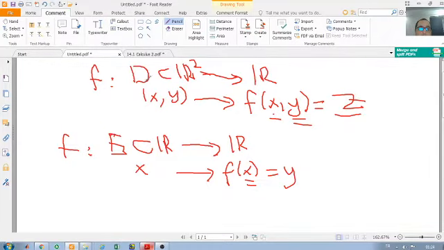The difference between the domains of these functions is that the first one is a subset of R squared, since we take two numbers, and the domain of the second one is a subset of the set of real numbers, since we have just one independent variable. Okay, this is the generalization of functions of one variable to functions of two variables. We consider the same structure, but we increase the number of variables to 2.